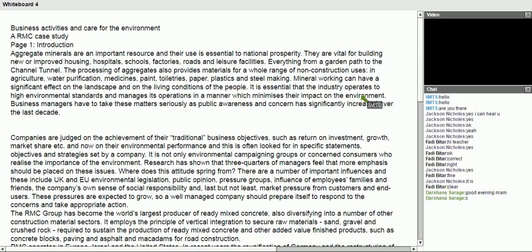Business managers have to take these matters seriously, as public awareness and concern has significantly increased over the last decade. Now, see, it's a punishable offense. Governments have made so many laws, especially in foreign countries, okay, there are strict laws. If you are causing harm to the environment, you'll be punished for the same, right? And this is applicable to companies also. They have to keep a check on the carbon emission they are causing, right? If it is increasing beyond a particular extent, then they are being punished, right?